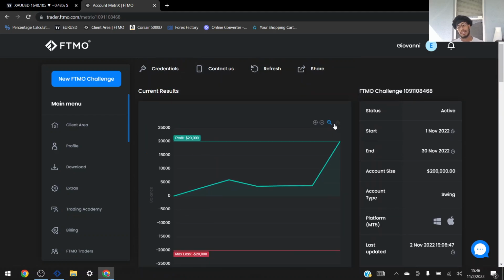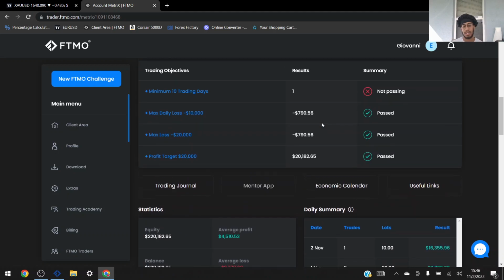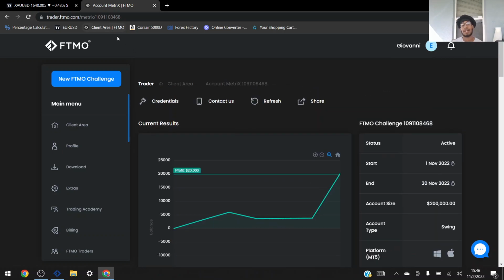And yeah, man, this is it. So we're on to phase two now. We'll have to wait 10 days for the trading days. But other than that, everything's passed. You can see the equity, you can see the equity curve. Yeah, man. I'll see you guys next one.